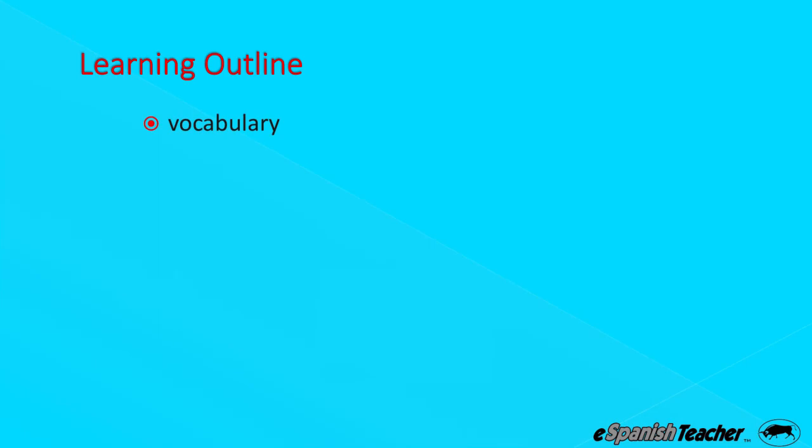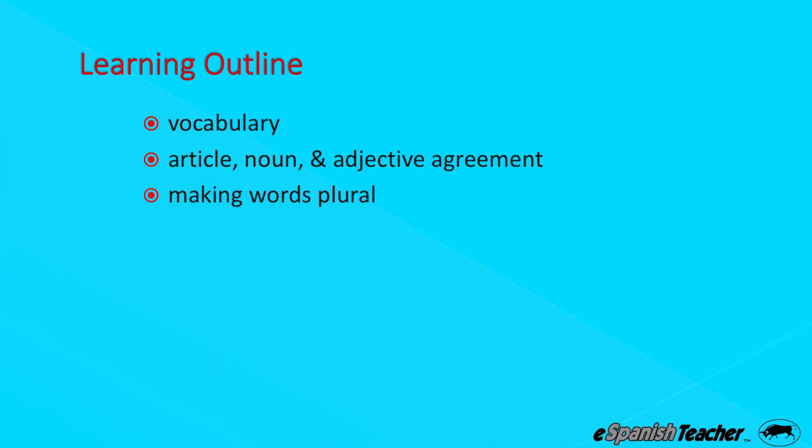The outline is as follows. First, we'll look at vocabulary, followed by kind of an overview and even a little more depth on article, noun, and adjective agreement, followed by how to actually make words plural, some exceptions to the rules, because of course there's always exceptions, and then a quiz.